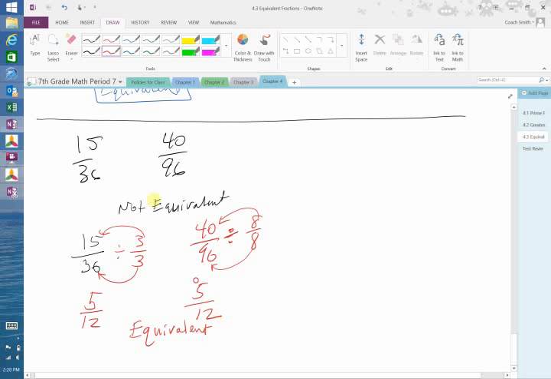Okay? Did you not take it far enough down, Tristan? Yeah. Okay, so they are equivalent. Gabby? What does equivalent mean? Like it matches? Means they're equal to each other.